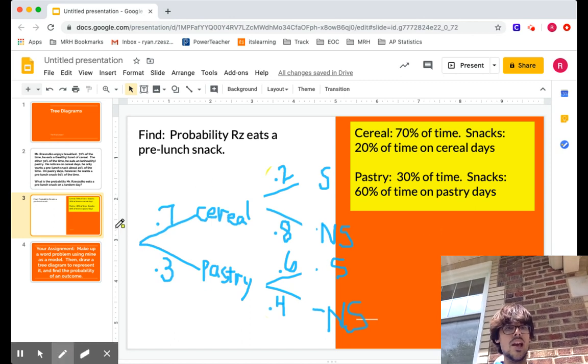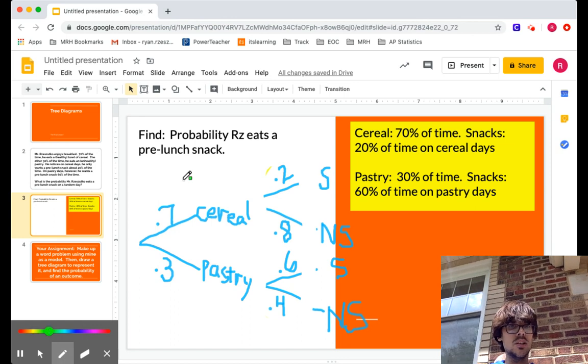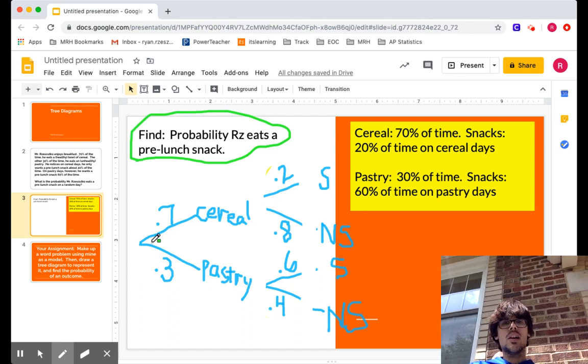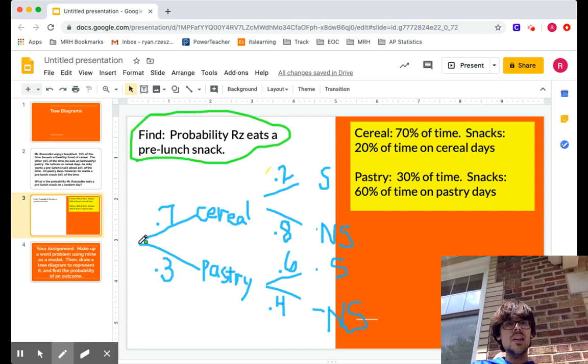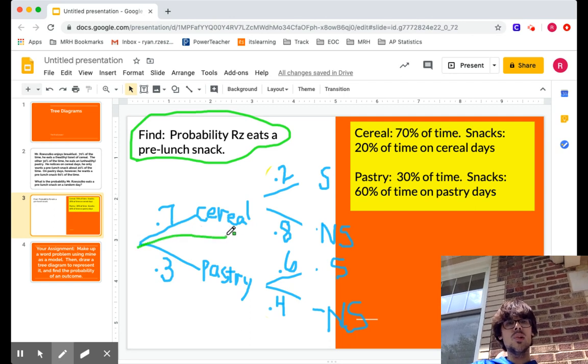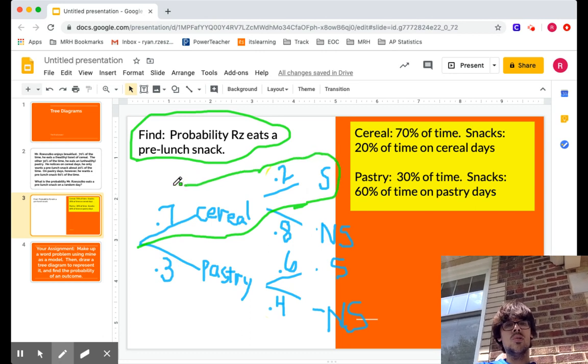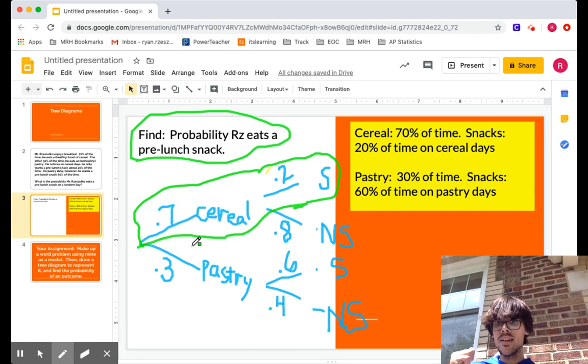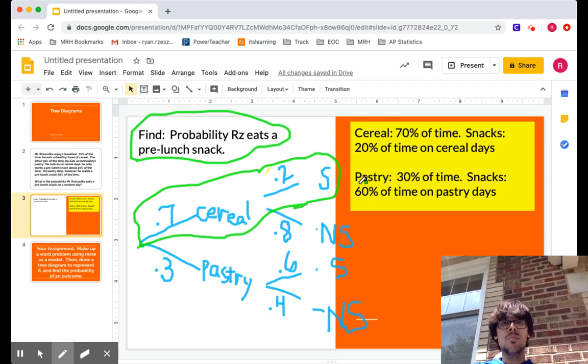I'm ready to answer the actual question, and the question said, I want to find the probability that I have a snack. Well, the probability I have a snack could happen in two different ways. It could be that I have a bowl of cereal and then I decide to have a snack. So this is one path in my tree that would lead to me eating a snack. Now I just said the word "and." I have to have cereal and snack. That means you multiply your probabilities.